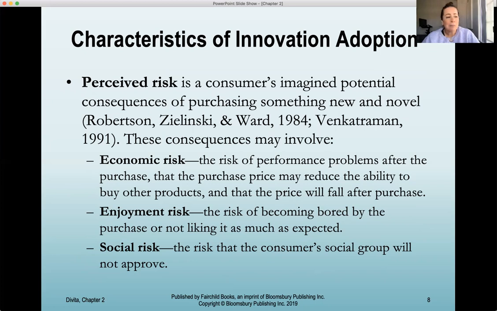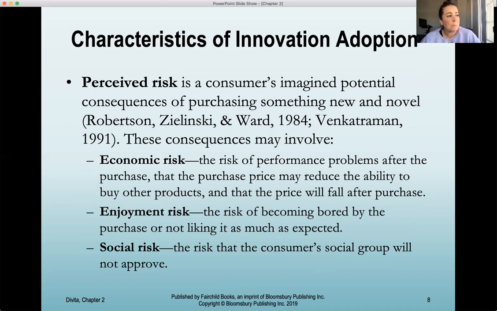And then if after you decide to invest in the denim, the designer pair of jeans, they go on sale, that is going to be a huge risk and a negative afterthought after purchasing that good, right? Enjoyment risk, okay? The risk of becoming bored by the purchase or not liking it as much as expected. So that is something my mom mentioned when I was talking about buying the Prada loafers. What if you wear it with 3 or 4 outfits and then they're not in style anymore? You've wasted $2,500, right?